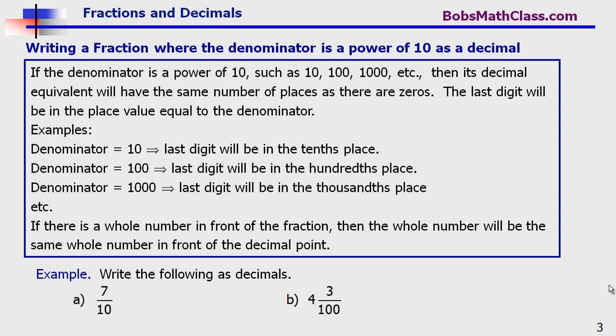If there is a whole number in front of the fraction, then the whole number will be the same whole number in front of the decimal point. Okay, so our first example, 7/10. We're going to write this as a decimal. There's no whole number in front of the fraction, so in front of the decimal point we're going to put a 0, and the numerator is 7, and that's going to be in the tenths place because the denominator is 10. So 0.7.